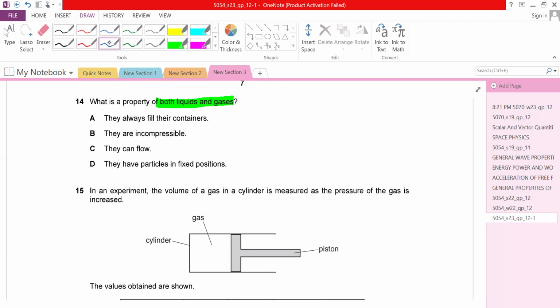Question number 14. What is the property of both liquids and gases? They can always fill their containers? No. They are incompressible? No. They can flow? Yes. So option C is correct for question number 14.